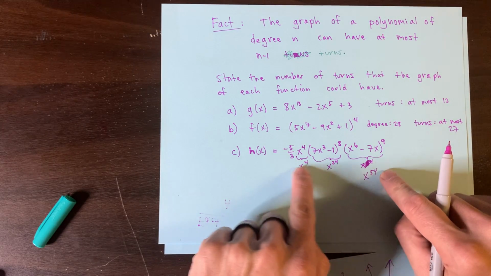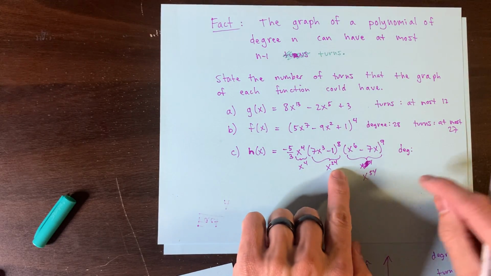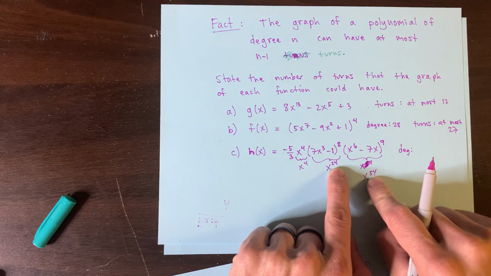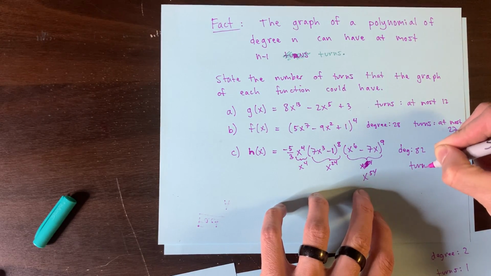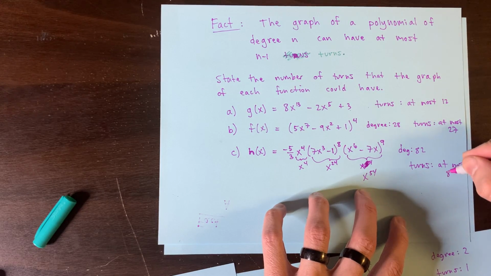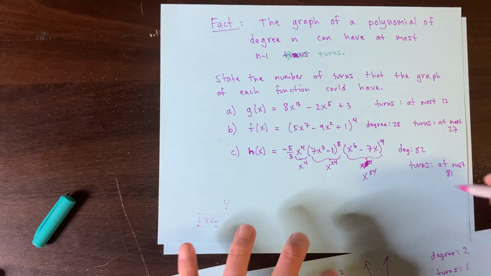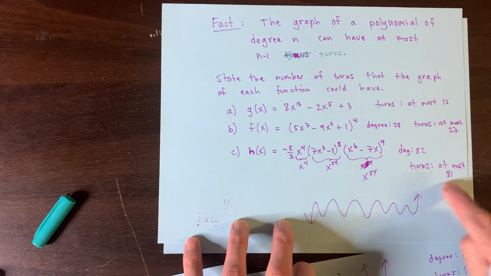And so these are all the pieces that would be created. And so the degree of this would be, what happens if you add all these? That's 78 plus 4 is 82, which means that the number of turns would be at most 81. This graph could have 81 twists and turns. Probably something crazy like this where you have 81 turns.